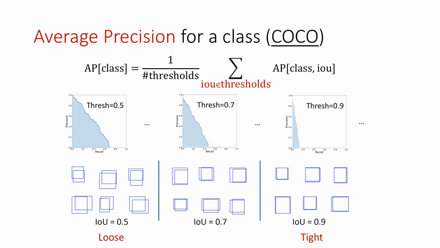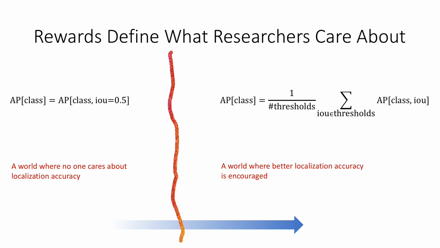When COCO was introduced, this decision was revisited. The explicit reasoning was that algorithms should be rewarded for providing better localization accuracy. But at the same time, if you just increase the threshold, it may not provide a continuous enough metric for gradual improvement. The solution, then, was to integrate over a range of intersection over union thresholds in order to provide a more continuous reward for better localization. This change repositions researchers to focus on a new world in which better localization accuracy is encouraged rather than just being ignored like it was before.